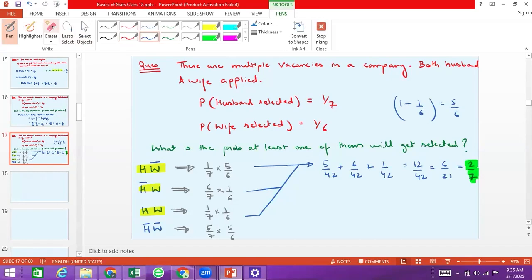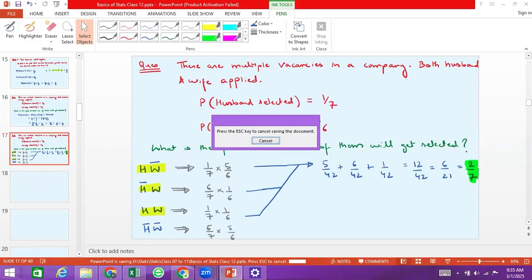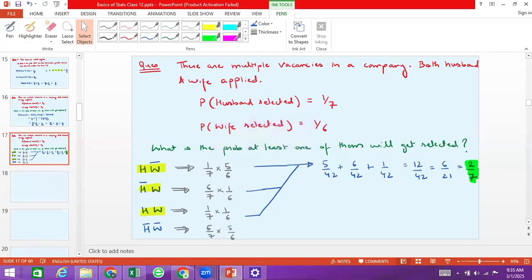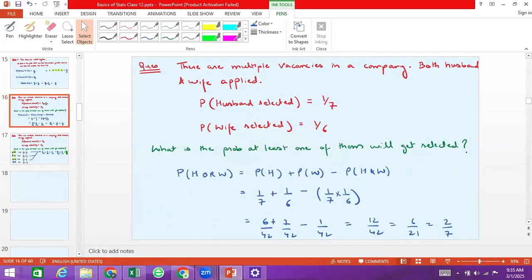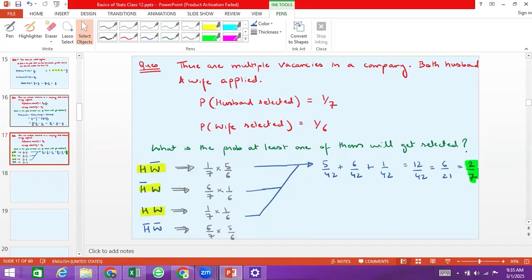Okay, got it. We can also do this with neither of them getting selected, then subtract it from the whole possibility of one. Then we also get 2 by 7, at least one. We're just going to take it from that. Right, that's correct, right?